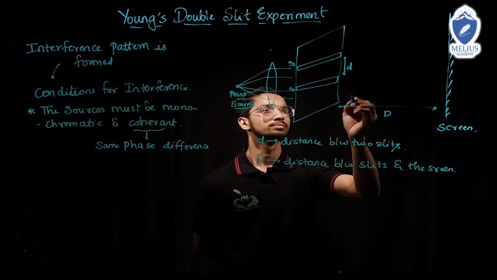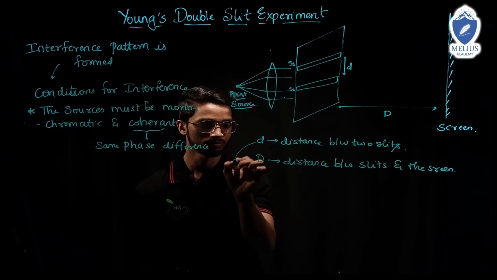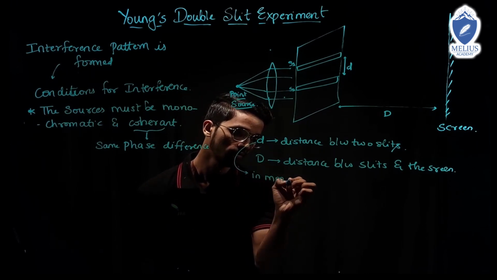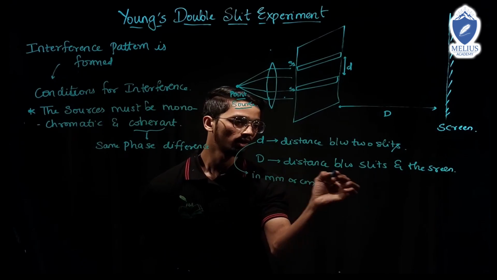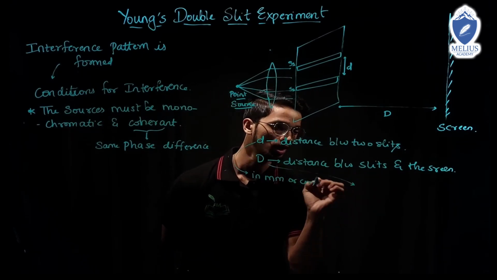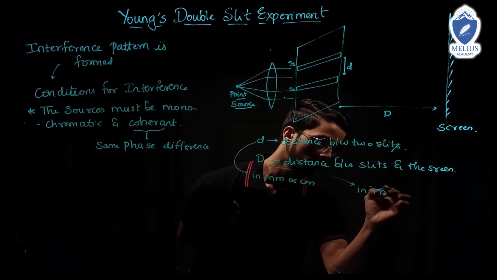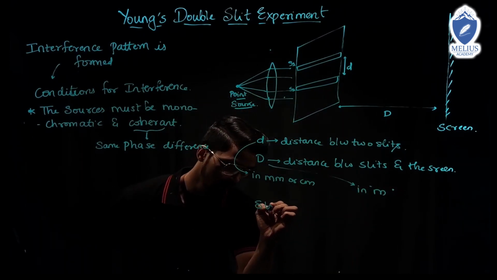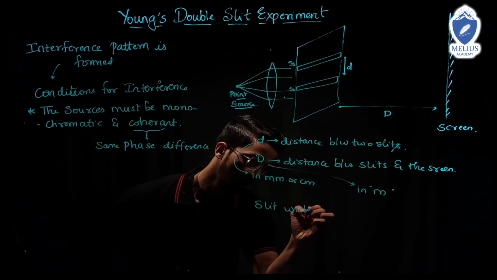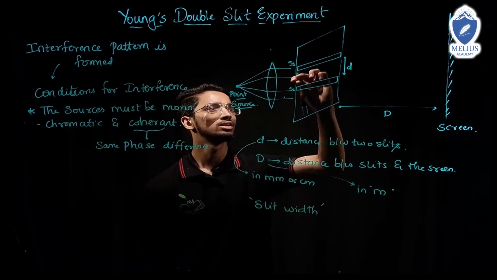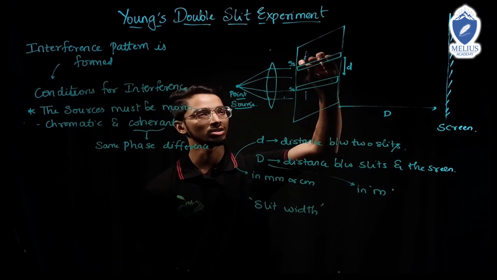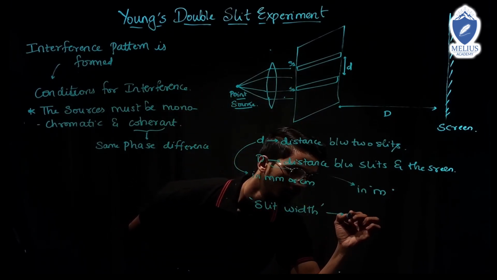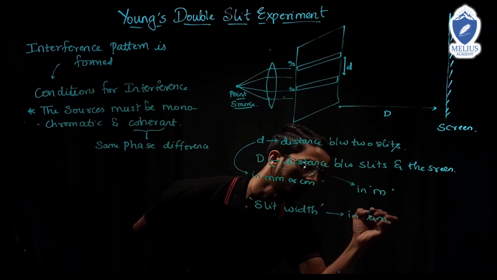Now small d will be in millimeter or centimeter, and capital D will be in meters. And this slit width, the thickness of the slit from where the light is going, will be in micrometer order.